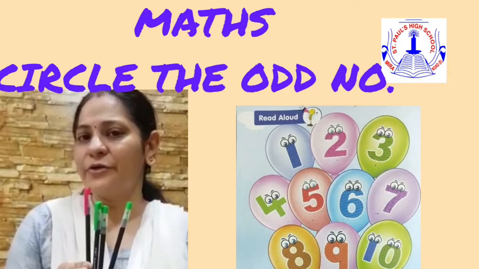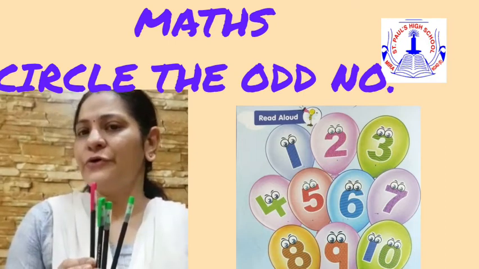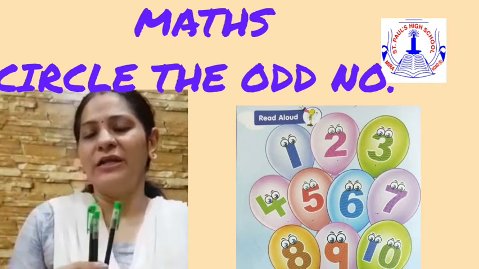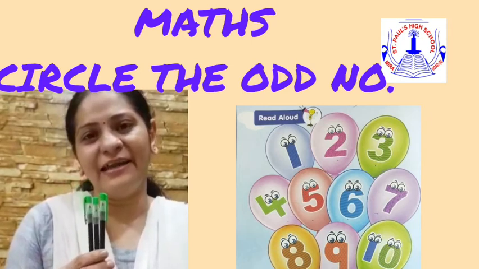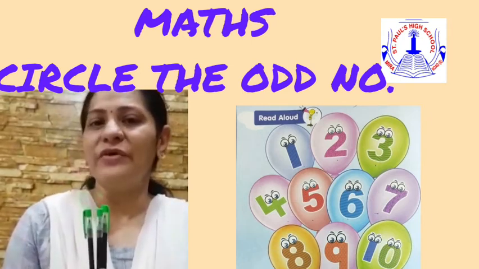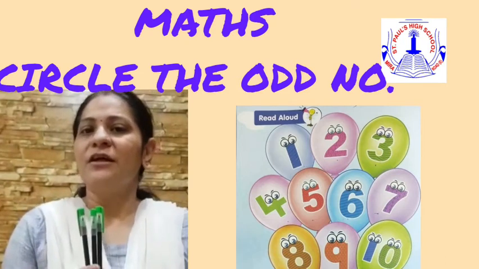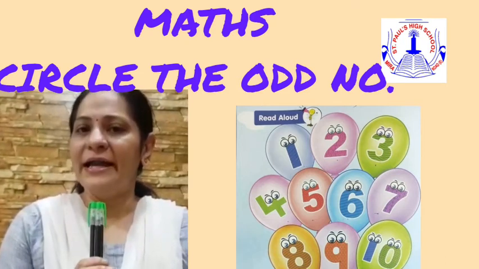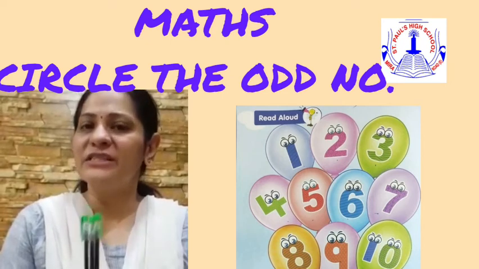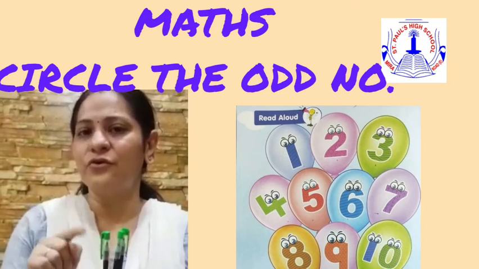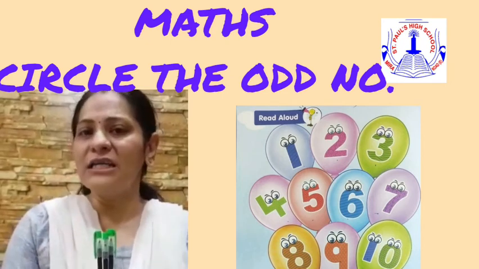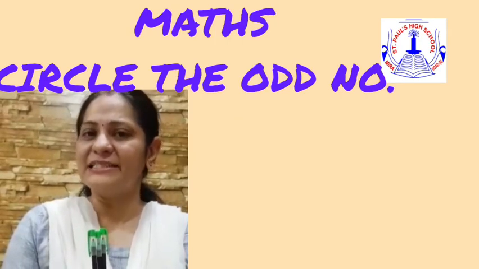So what are we going to do? We are going to remove it. So now all same color pens are there. Yes? So this way we are going to circle the odd number. One number is given, and in that we have to see which is the odd number. We have to circle that odd number. Okay, children? So let's see.